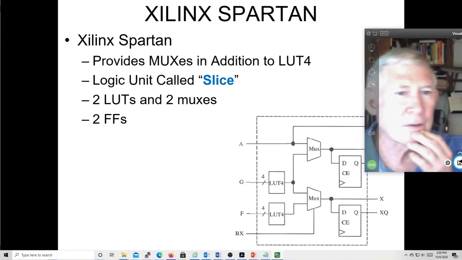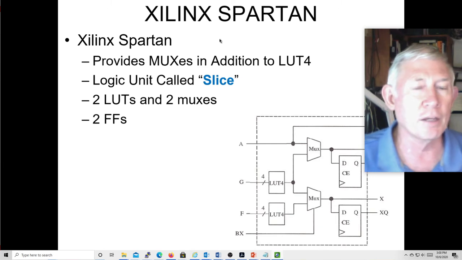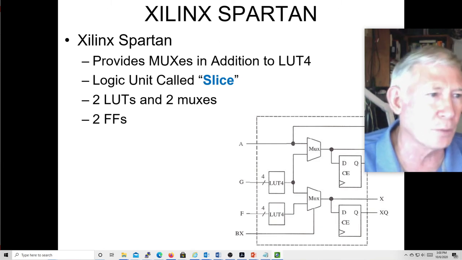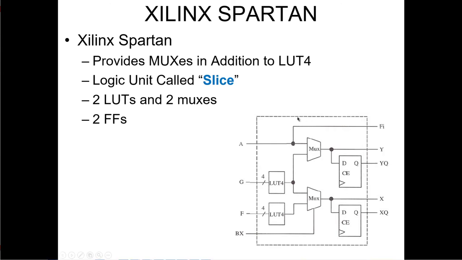All right, so the Spartan device provides muxes in addition to LUT4s. Our Xilinx Artix device on our board definitely also provides muxes in addition to LUT4s, or LUT6s rather. And this logic unit is from the Spartan, but this is called a slice. We have the same thing essentially, only it has two LUT6s and some multiplexers and some flip-flops. And our slice actually has some carry chain gates, as well, and maybe an OR gate, OR chain.